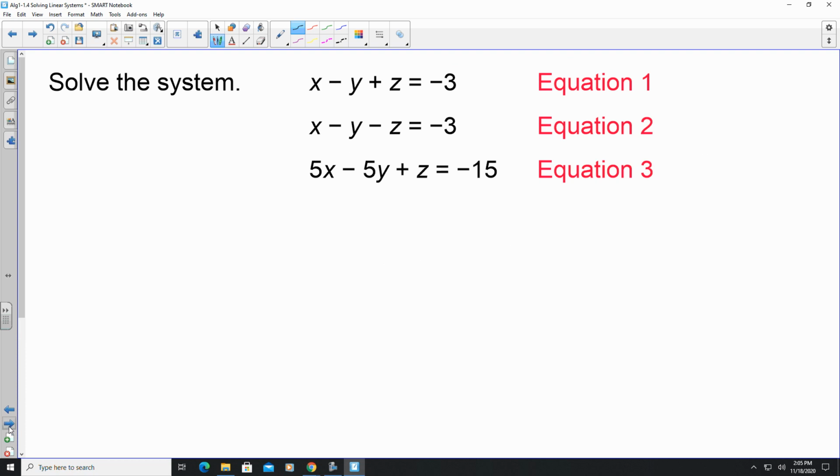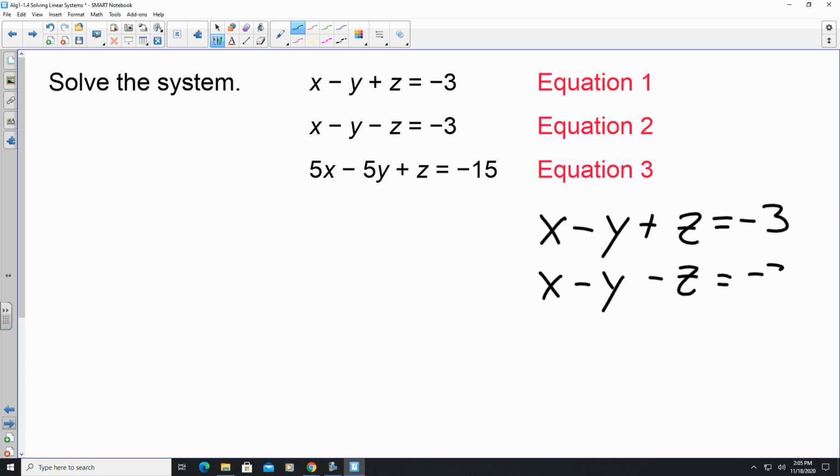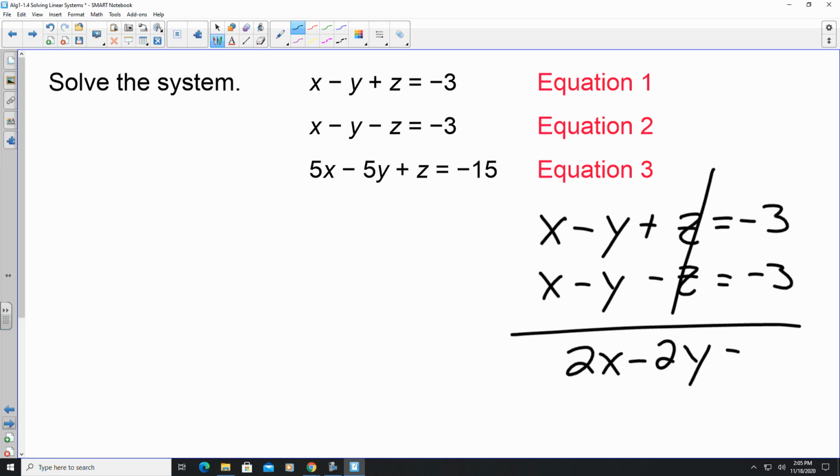All right. Looking at this particular system, same idea. We're canceling things out. Right off the bat, I see that these z terms are already opposite, so let's cancel that. I don't have to do anything to equations 1 and 2 to eliminate z. So I'm just going to write x minus y plus z is equal to negative 3, and then this is x minus y minus z is equal to negative 3. So this already cancels out. Now I have 2x minus 2y is equal to negative 6.